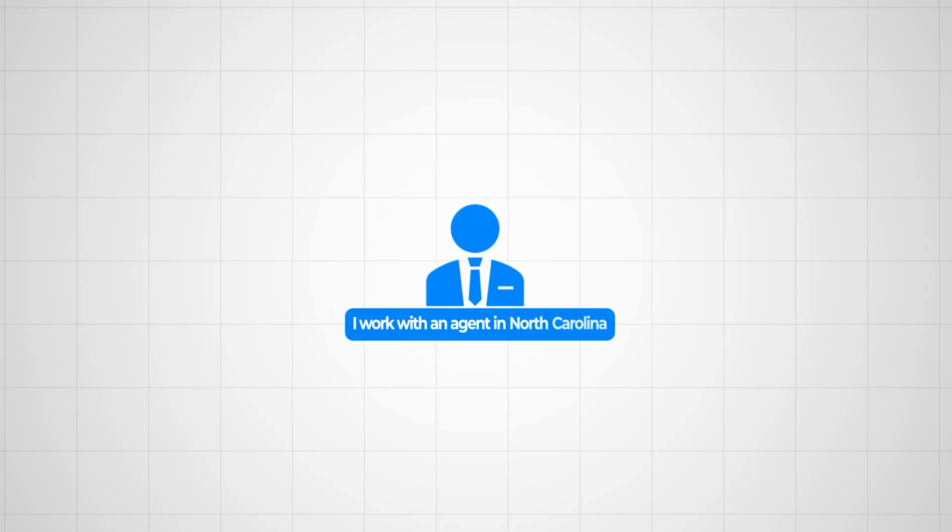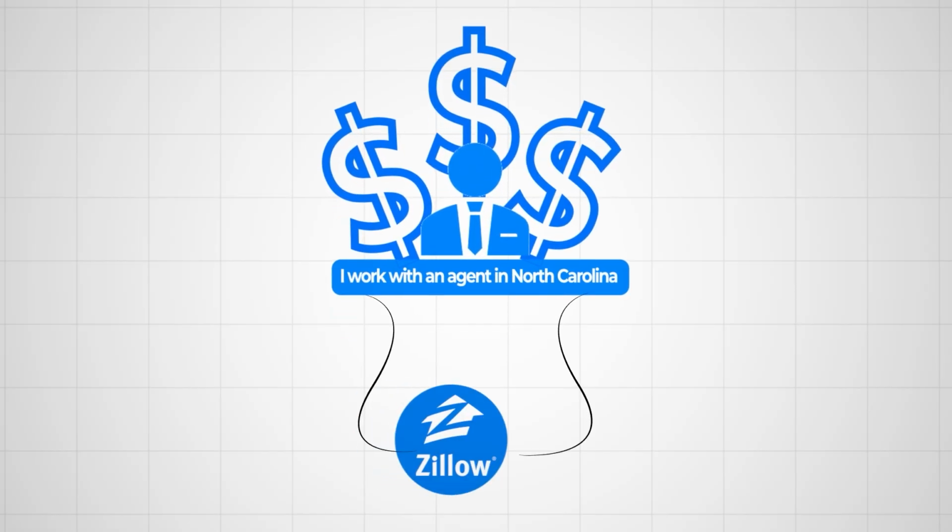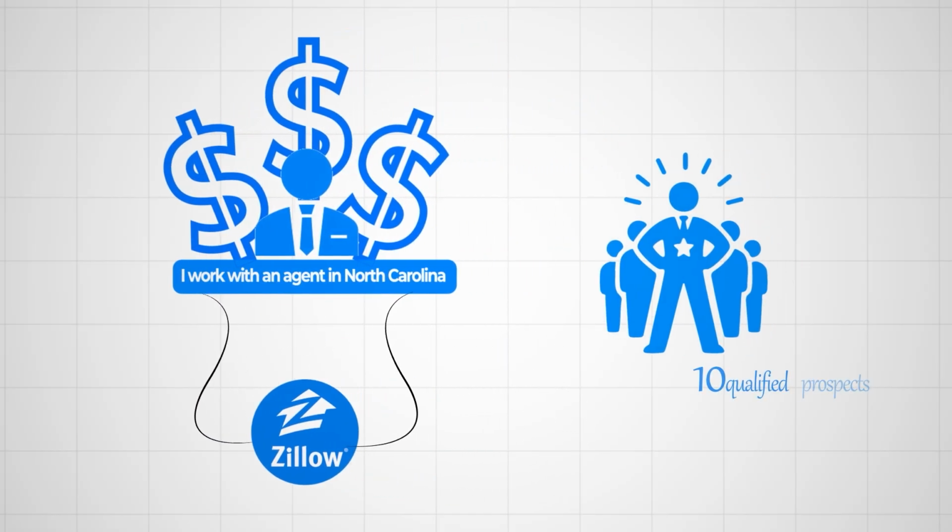I work with an agent in North Carolina who was spending about $2,000 a month on Zillow leads and getting maybe about 10 qualified prospects every single quarter. We switched him over to YouTube ads with this same exact strategy, same budget, but now he's getting about 15 to 20 qualified leads every single month, and his cost per acquisition has dropped substantially.